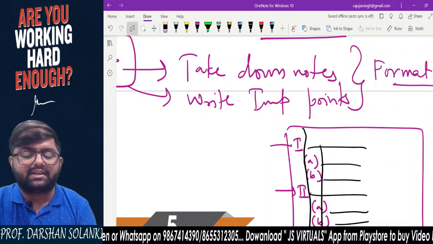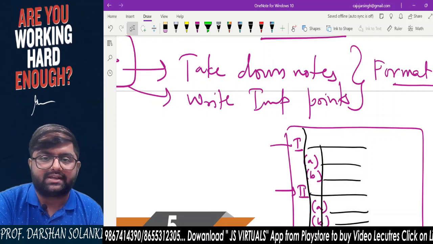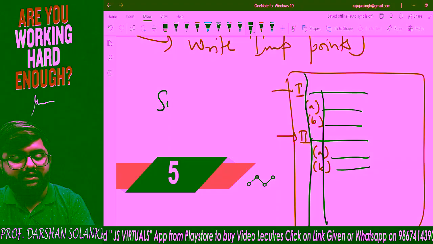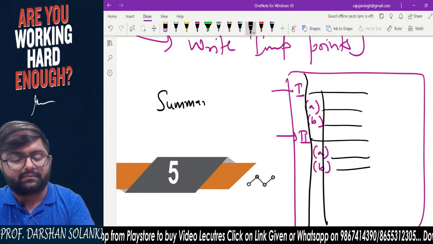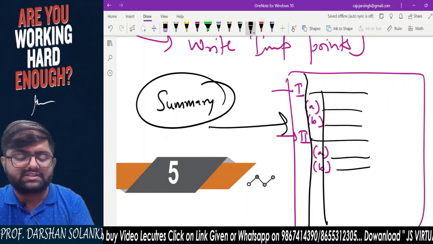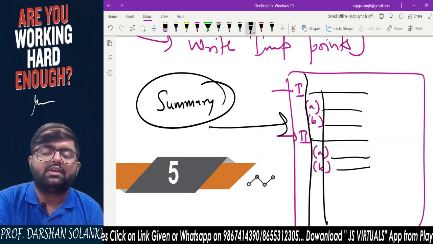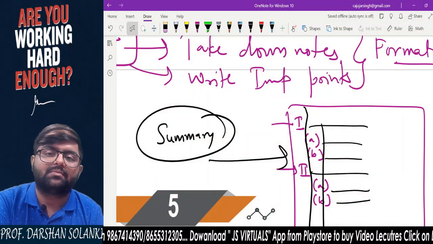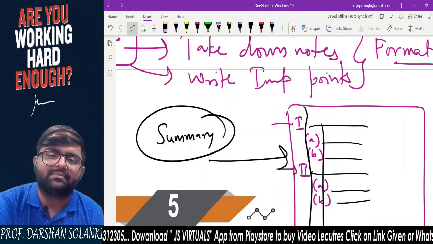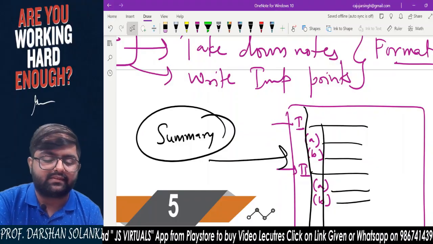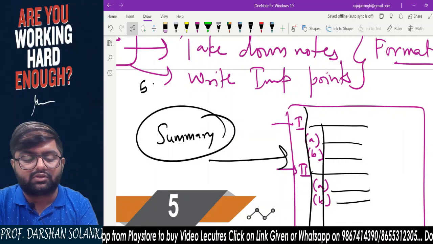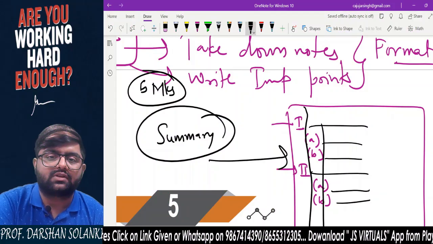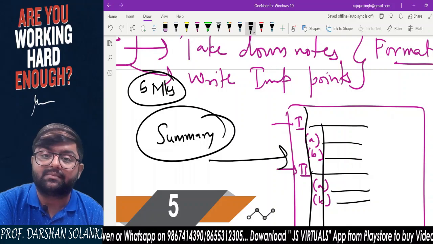Now, after taking down the notes or writing the important points, the next thing that you have to do is write a summary. The summary will be from this particular note making itself. You do not have to refer to the question again and again. You will write down the summary from the note making that you have already made. So this all together is your note making. It is for 5 marks, a compulsory question, very important chapter.